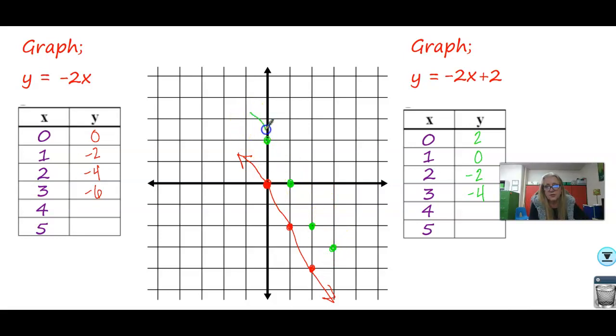Now, what you should notice about these lines is, first of all, they're parallel, okay? Parallel lines have the same slope. Don't these both have the same slope? Yes, they do. But notice that the green one is higher than the red one. It's higher by 2. Its y-intercept is positive 2. And what's the y-intercept of this one? The y-intercept of this one is 0. We don't write plus 0, so that's why it didn't seem to have one. If it doesn't seem to have a y-intercept, it's 0.